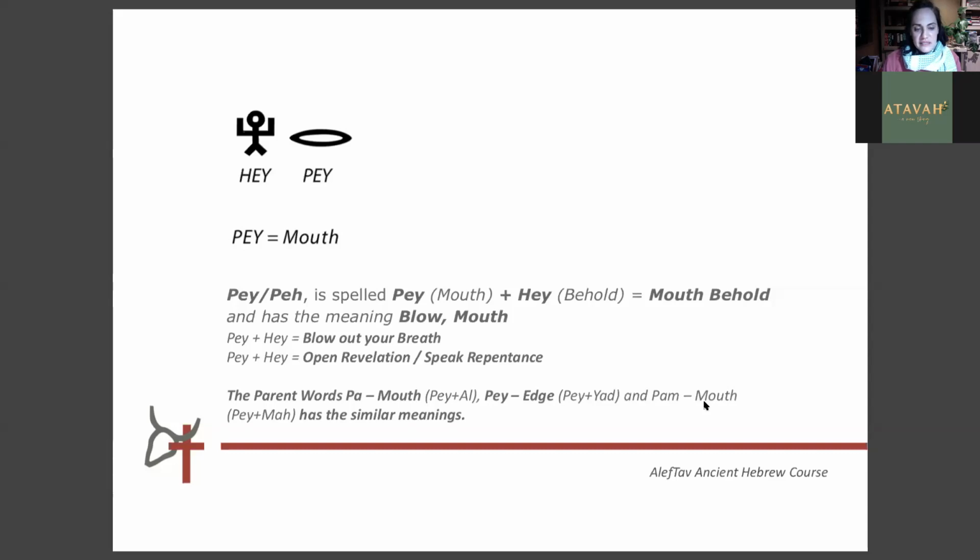What is interesting, though, is I saw that there are different parent roots that have similar meanings. You have a parent root Pa, which is spelled Pei Aleph, which means mouth. You get the parent root Pei, Pei Yad, which means edge. And then you have the parent root word Pam, which is spelled Pei Mem, and it also means mouth. But the name of the letter is Pei Hei, and it means mouth or blow.